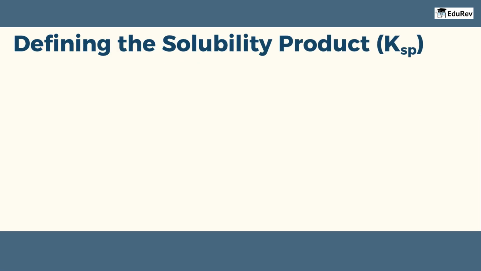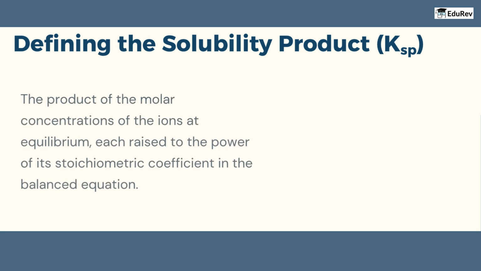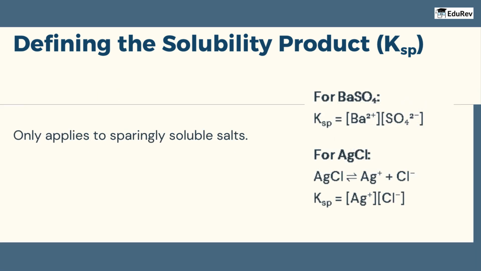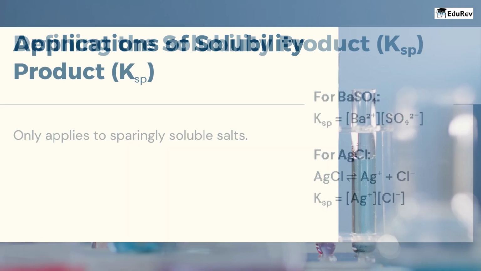Let's explore the solubility product Ksp. The solubility product Ksp is the product of the molar concentrations of the ions, each raised to the power of its stoichiometric coefficient at equilibrium. The solubility product only applies to sparingly soluble salts.